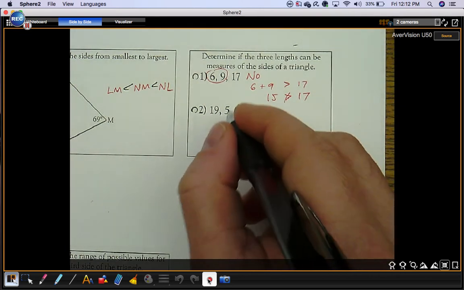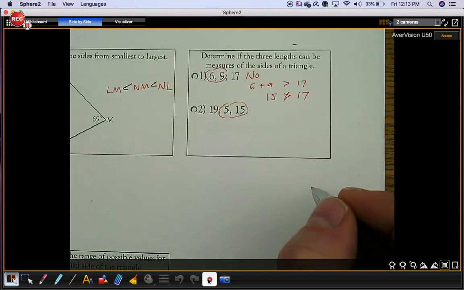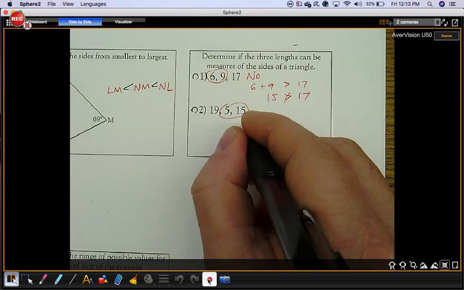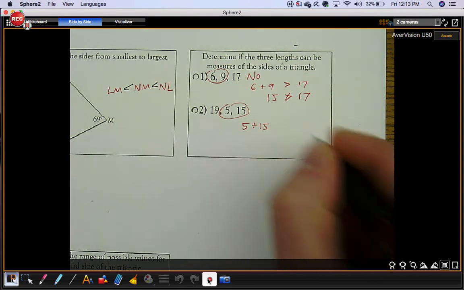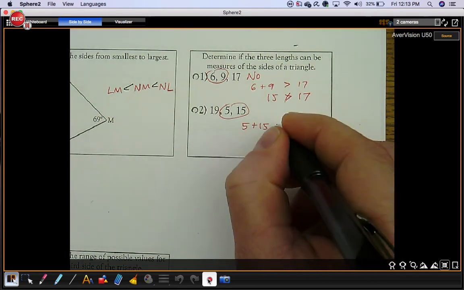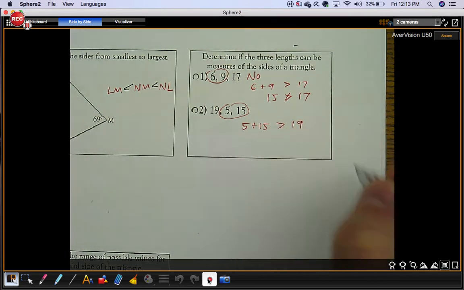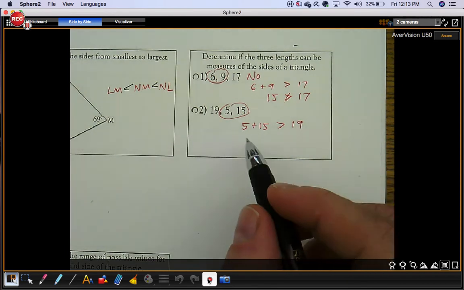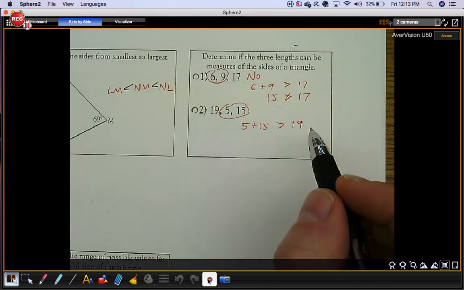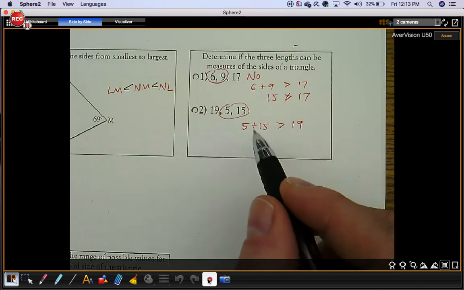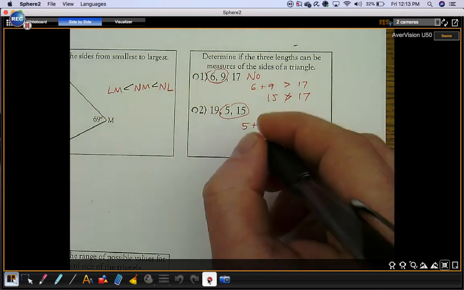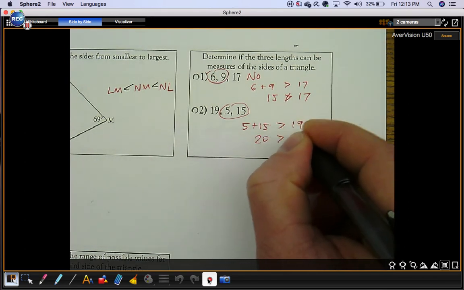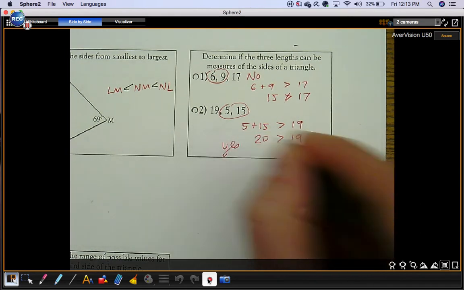Number 2, find your two smallest sides. 5 plus 15 is bigger than 19. This will make a triangle.